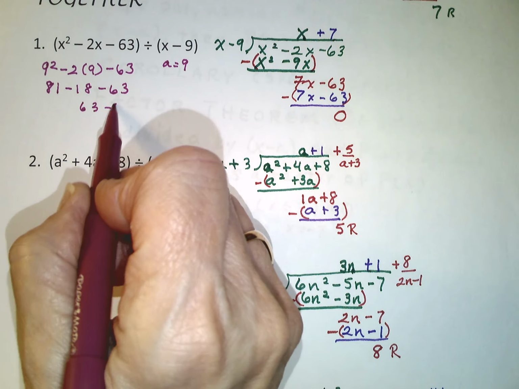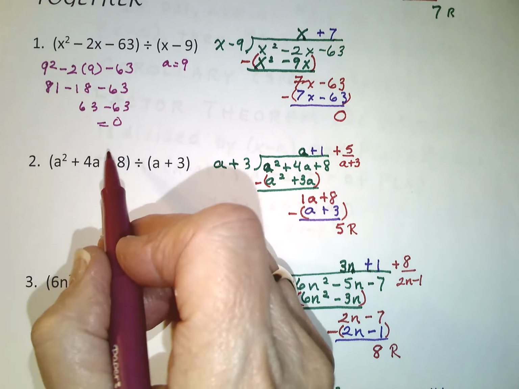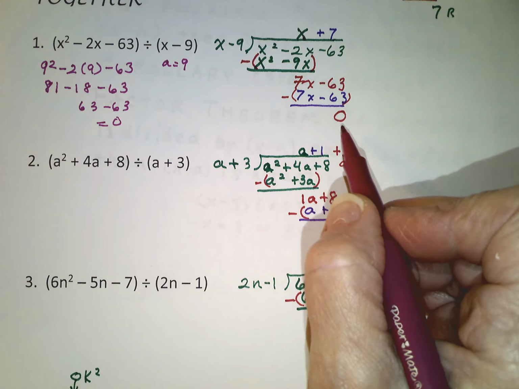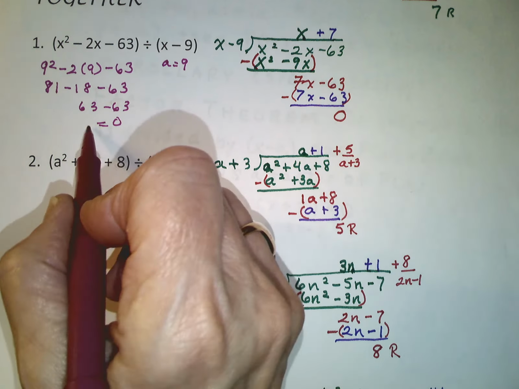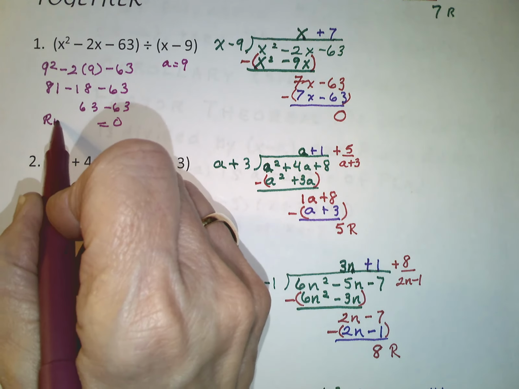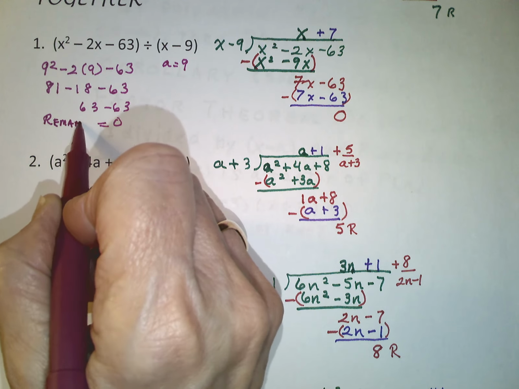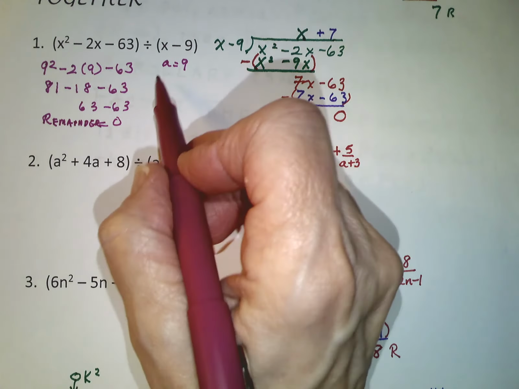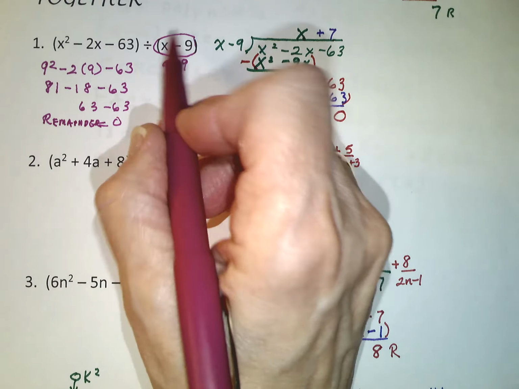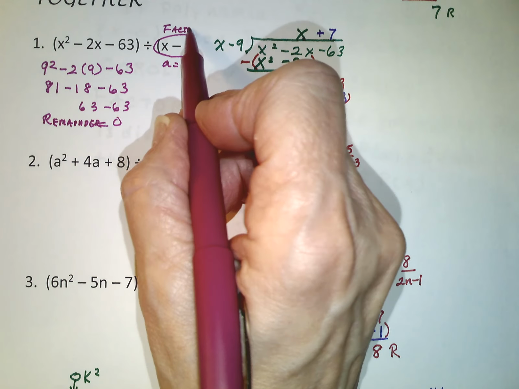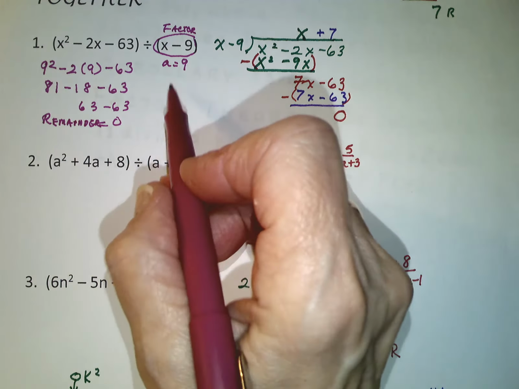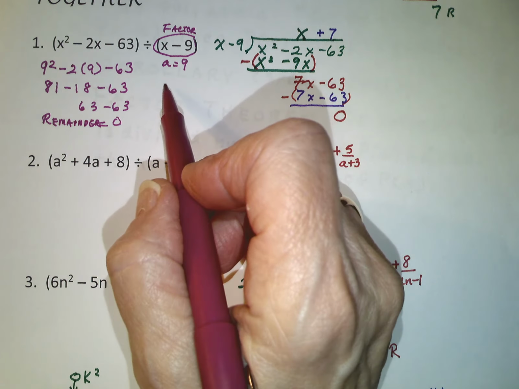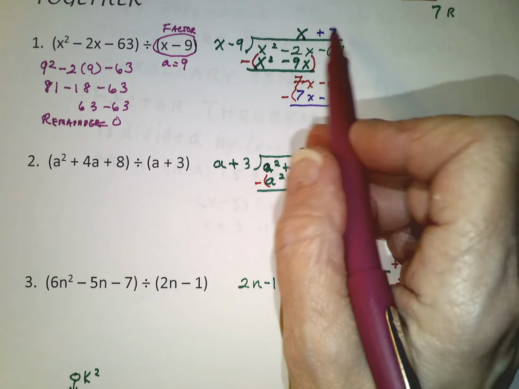Well, that would be 63 minus 63. This comes out to be 0, which is good because when we did it with long division, the remainder came out to be 0. So this tells us the remainder is 0, which I'm not going to have room enough to put there. And that does tell us that this must be a factor. And a equals 9, or x equals 9, is going to be a root. Not only that, we know that the quotient is also a factor.